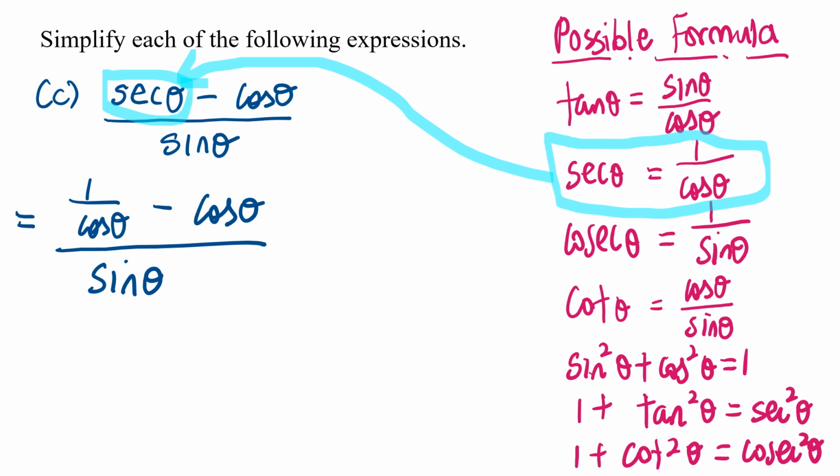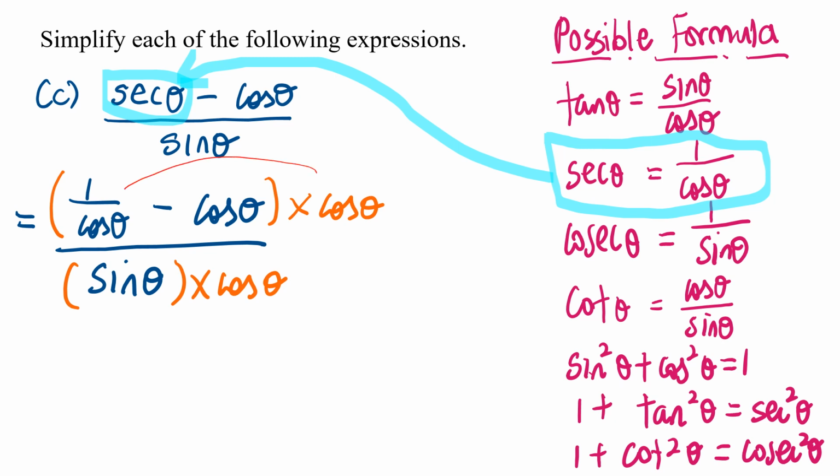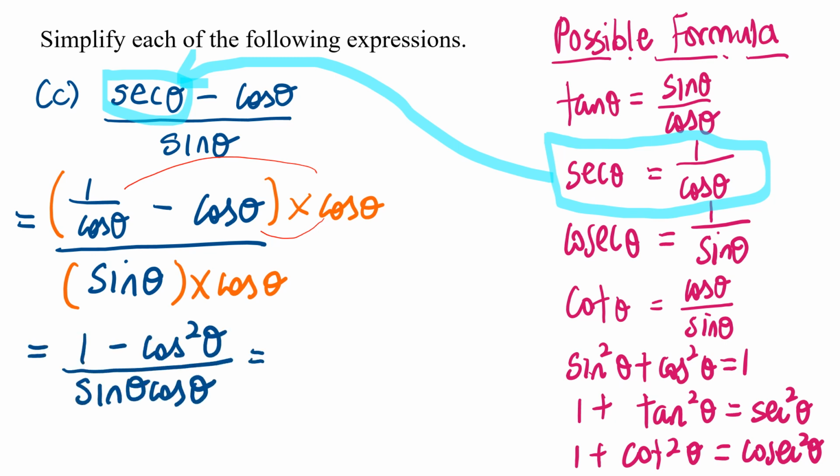Alright, so what's the next step we can do? We can just multiply cosine theta at the numerator and cosine theta at the denominator. That means every term here, you multiply with cosine theta. Let's see what you get. Yes, 1 over cos theta times cos theta gives you 1. And then cos theta times cos theta gives you cos squared theta. Add the numerator. The denominator will just be sin theta times cos theta.